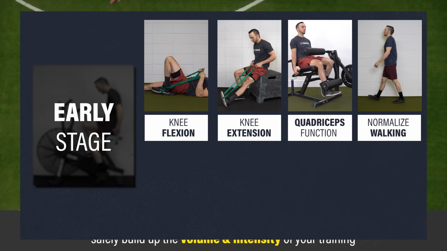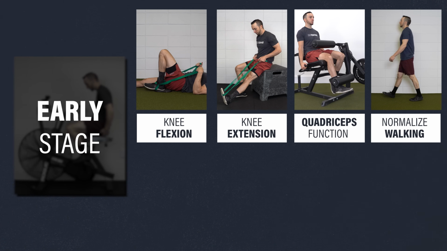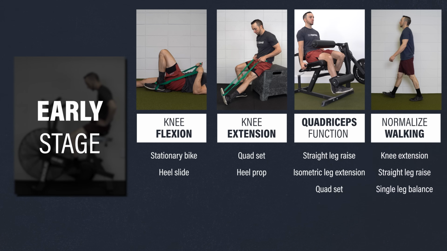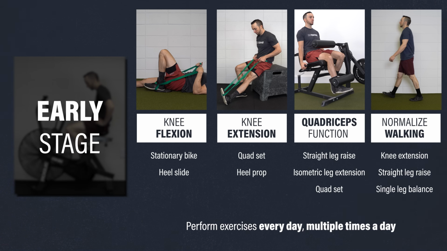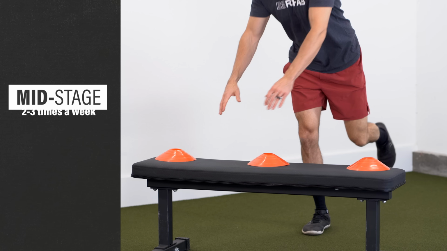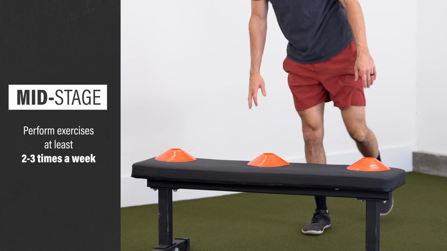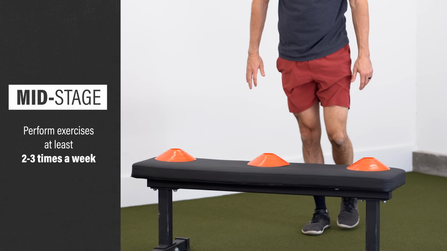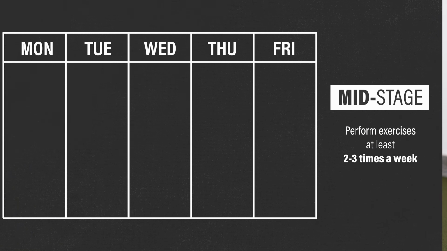In terms of programming, let's start with the early stage. Focus on regaining your knee flexion and extension range of motion, restoring your quadriceps function, and normalizing walking while constantly monitoring your symptoms. Choose 1 or 2 exercise options for each category and perform these every day, multiple times a day. Once symptoms allow, you will begin the mid-stage exercises and perform these at least 2 to 3 days a week. Here's an example of a 2-day program.